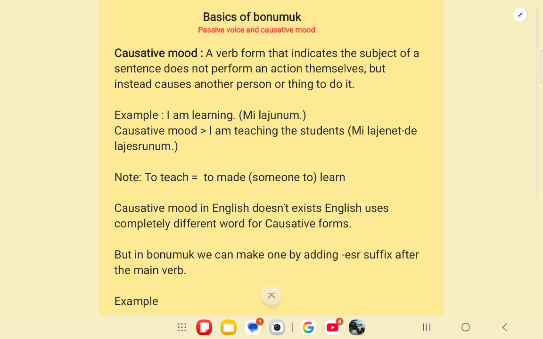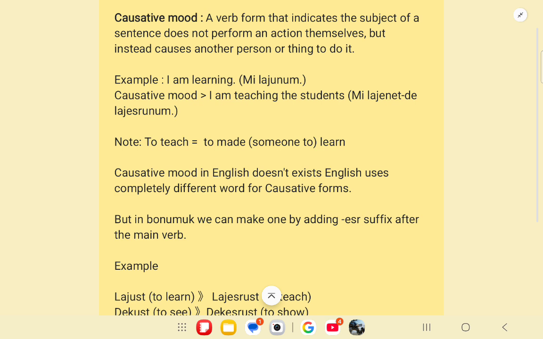So let us look at causative mood. So what is causative mood? A causative mood is a verb form that indicates the subject of a sentence does not perform an action themselves. It means the subject does not perform the action themselves, it causes someone to do that. So let us look at an example.